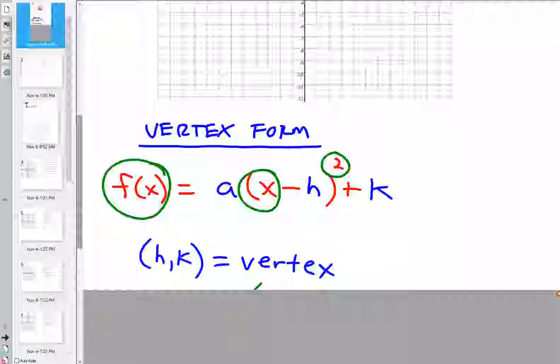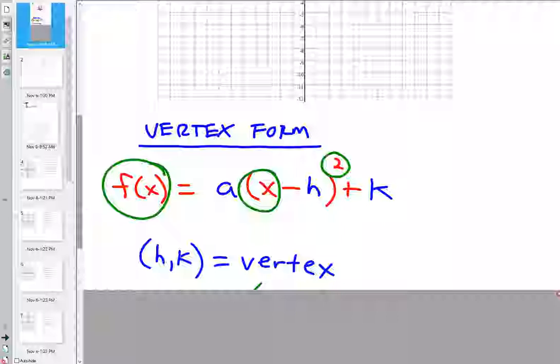Yesterday you were given the y-intercept. What was the y-intercept? It was the C, right? Well, today you're going to be given the vertex, which is going to be H and K. But wait, I'm so confused. How am I supposed to know if I'm in vertex form or in standard form?